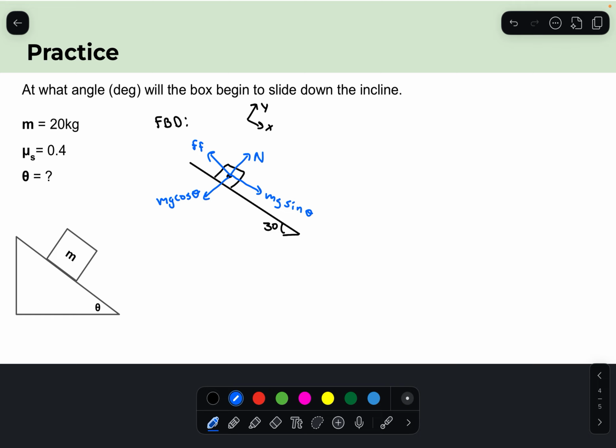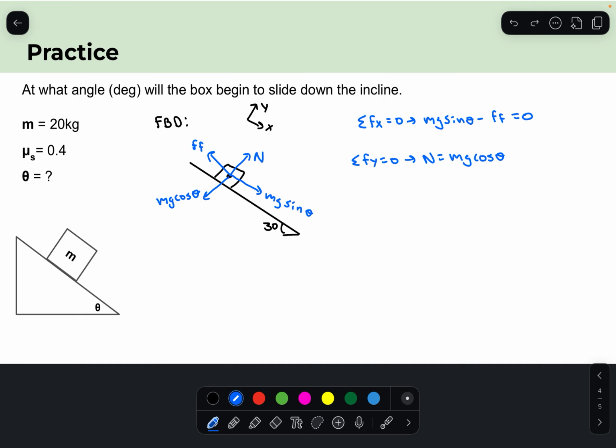Going from here, sum the forces in the x to be equal to 0. We get that mg sine theta minus our force of friction is equal to 0. We sum the forces in the y direction equal to 0. Remember, this will just be that the normal force is equal to mg cosine of theta, where that n value will indeed not remain the same because we have a different theta value. That is what we are solving for.